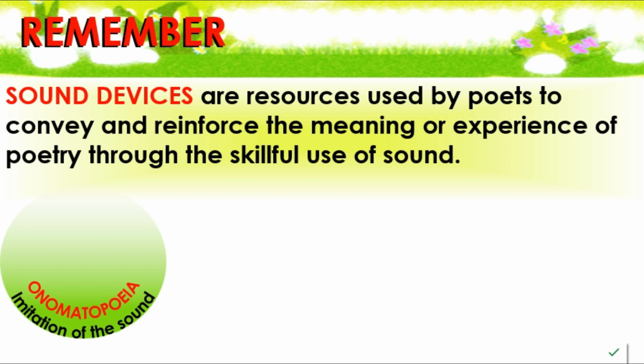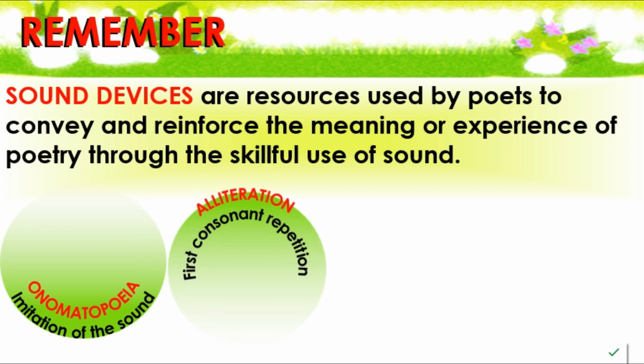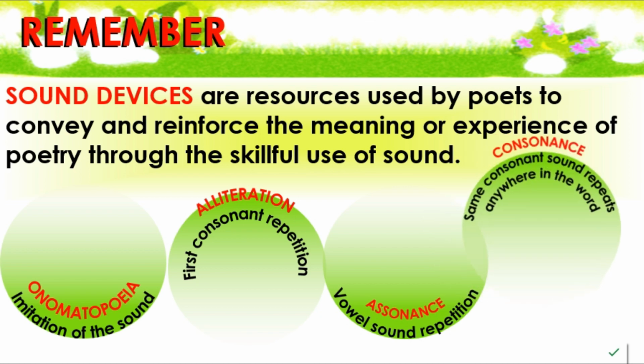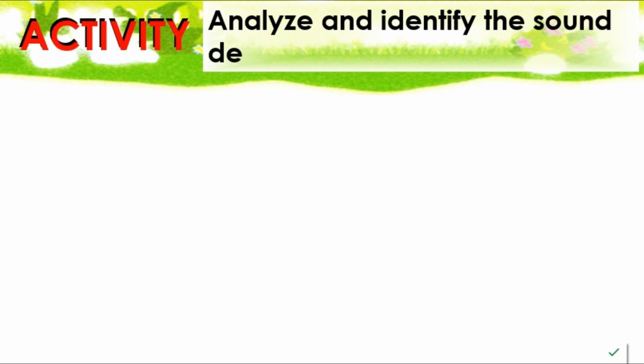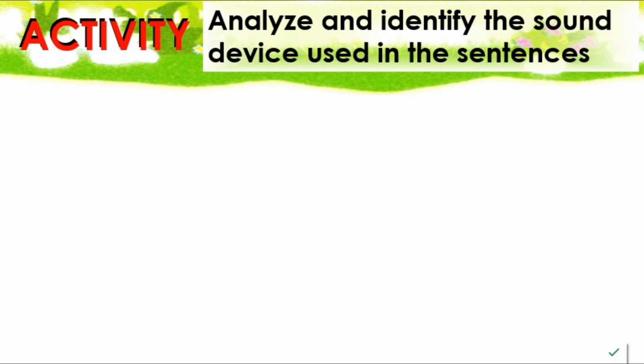Sound devices are resources used by poets to convey and reinforce the meaning of or experience of poetry through the skillful use of sound. Types are onomatopoeia, imitation of the sound, alliteration, first consonant repetition, assonance, vowel sound repetition, and consonance. Same consonant sound repeats anywhere in the word. For your activity, analyze and identify the sound devices used in the sentences.